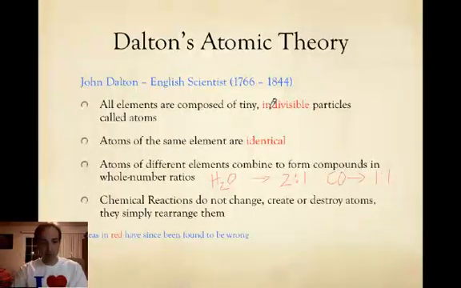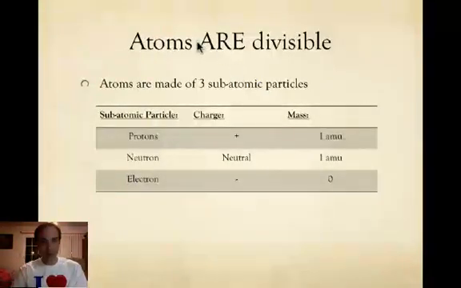Now these guys in red up here, indivisible and identical, these ideas have since been proven wrong. So today we're going to talk about this divisible idea. So it turns out atoms are divisible. If we take an atom, we can divide it into 3 different subatomic particles. You have a chart in your notes and you're going to fill this in. So if you need to pause it, pause it.